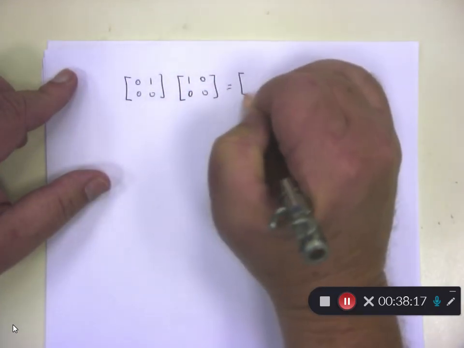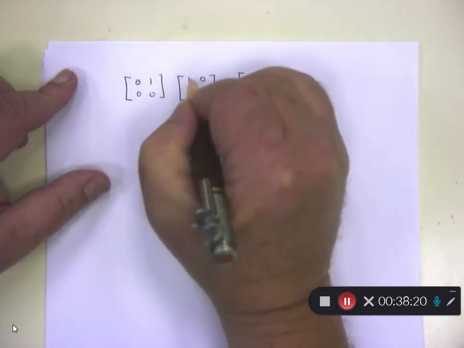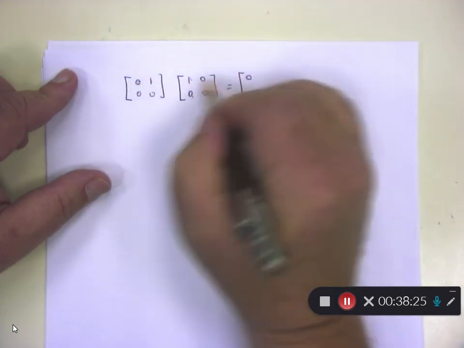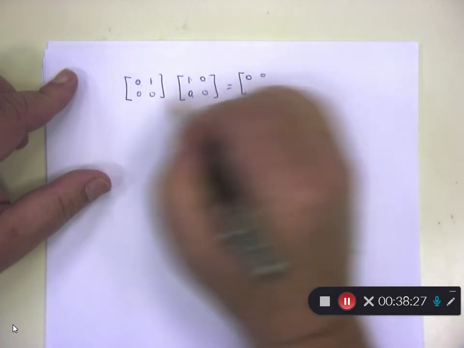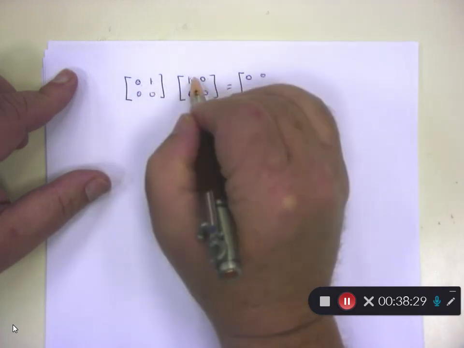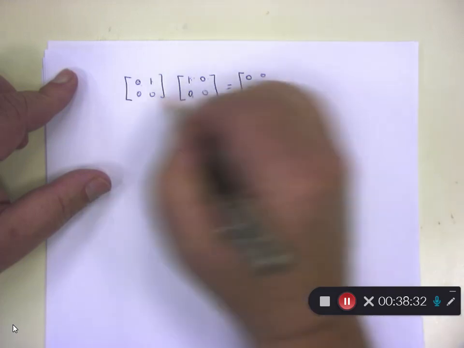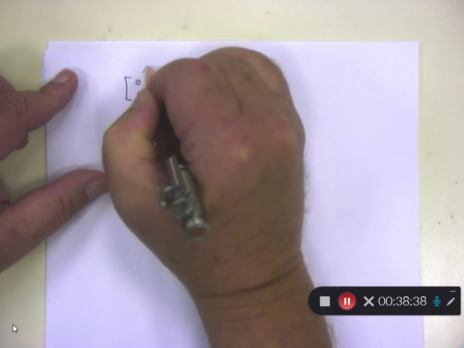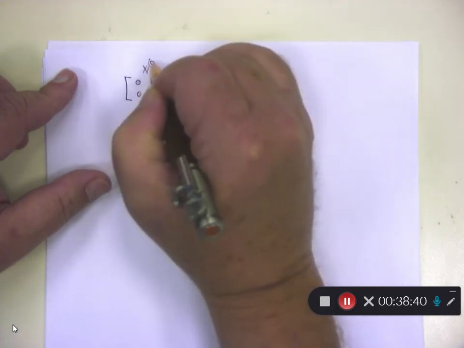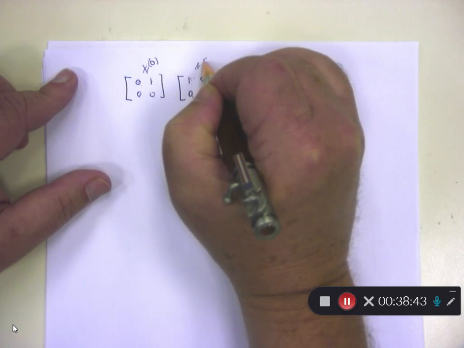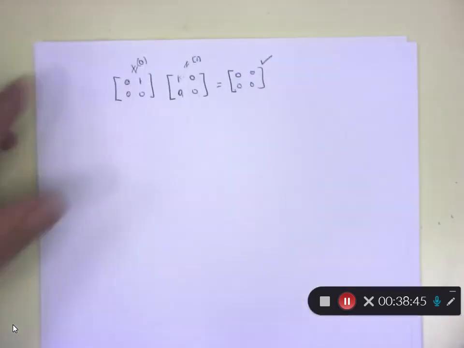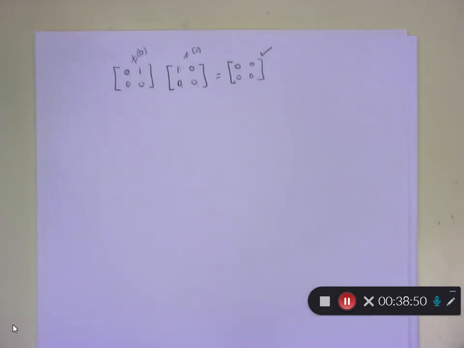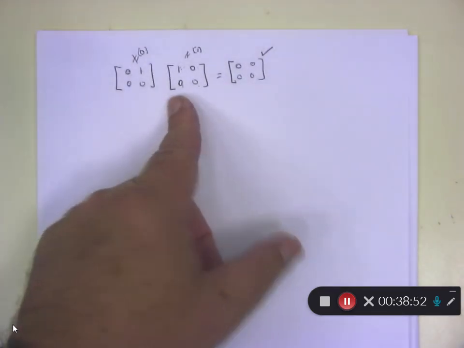Row by column. 0 times 1 plus 1 times 0? Yeah, 0. 0 plus 0 is 0. Row by column. 0 times 0 plus 1 times 0 is still 0. 0 times 0, 0 times 1 is 0. 0 times 0 is 0. 0 plus 0 is 0. So the product is the zero matrix, but neither factor is the zero matrix. All right? It's very simple. I can do much more elaborate stuff, but there it is. I got two non-zero matrices multiplied together that equal 0.